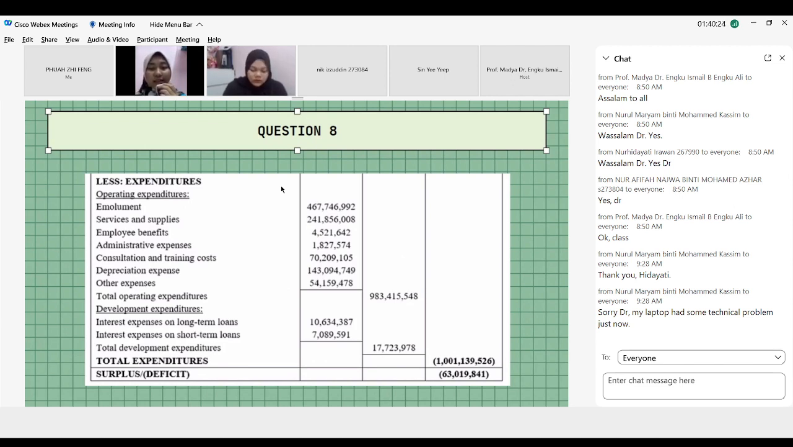And then for the development expenditure, we have interest expenses on long-term loan, 10,634,387, and then we have interest expenses on short-term loans, which is 7,089,591. So the total development expenditure, which is 70,723,978, and then the total expenditure, which is 1,139,526. So total revenue minus the total expenditure, we got a deficit for the comprehensive income, which is 63,019,841. That's all from our group.